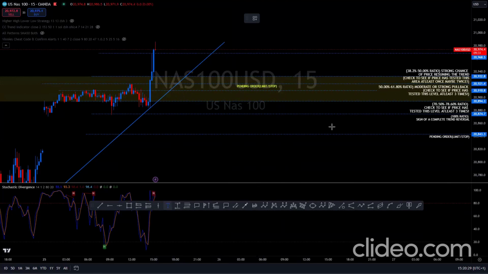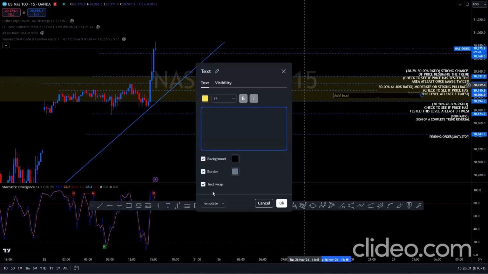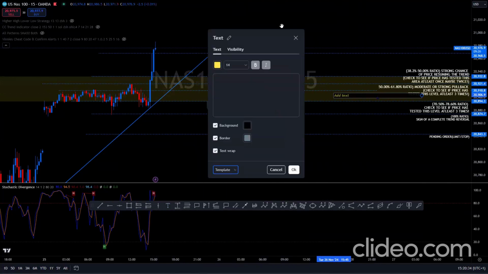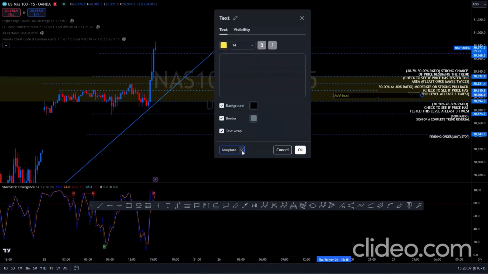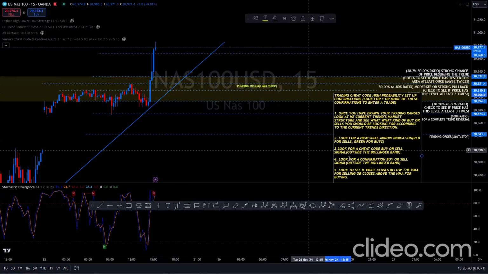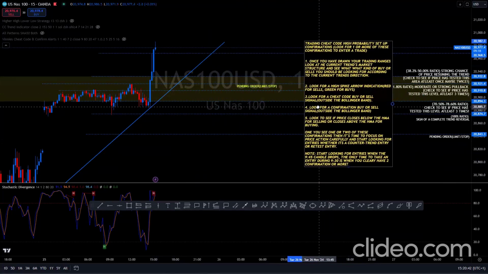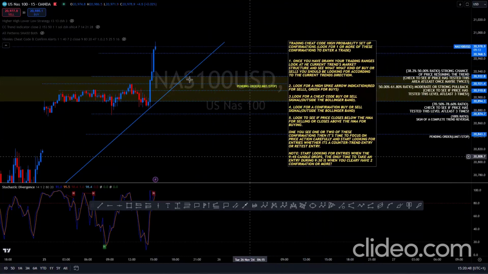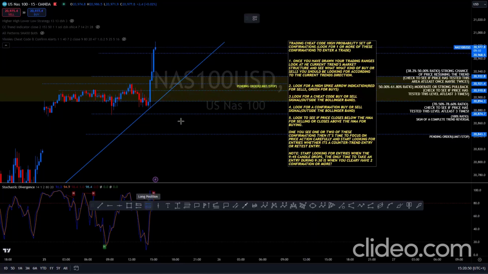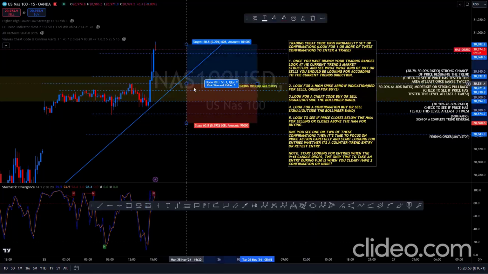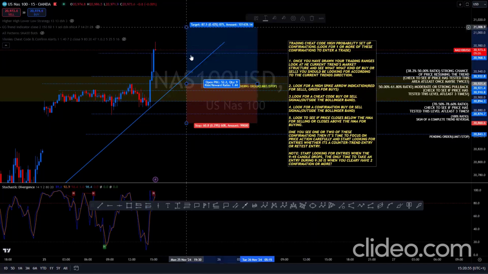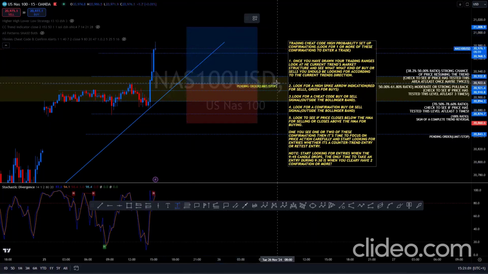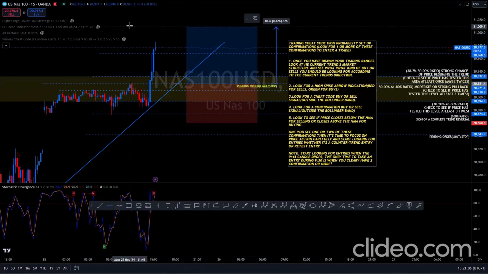So let me put my rules here. What my rules are going to be right here, and then this right here. And whatever price ends up doing, we can shoot for 870 plus points.